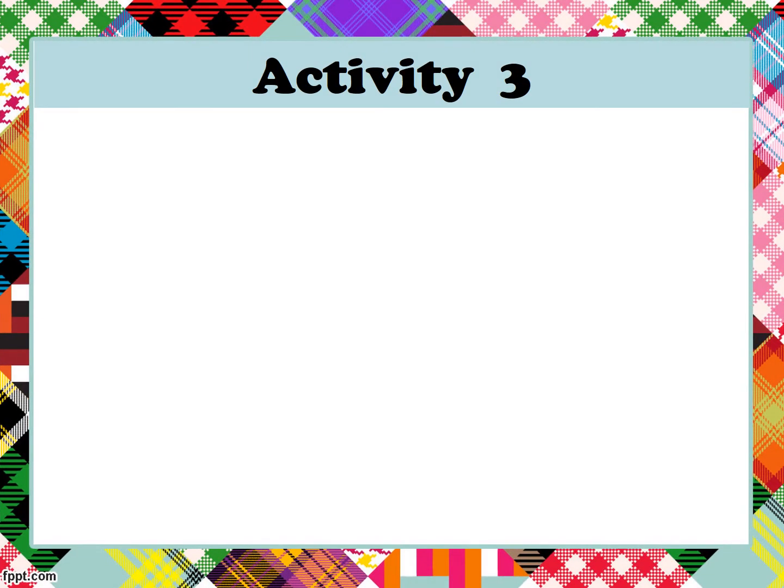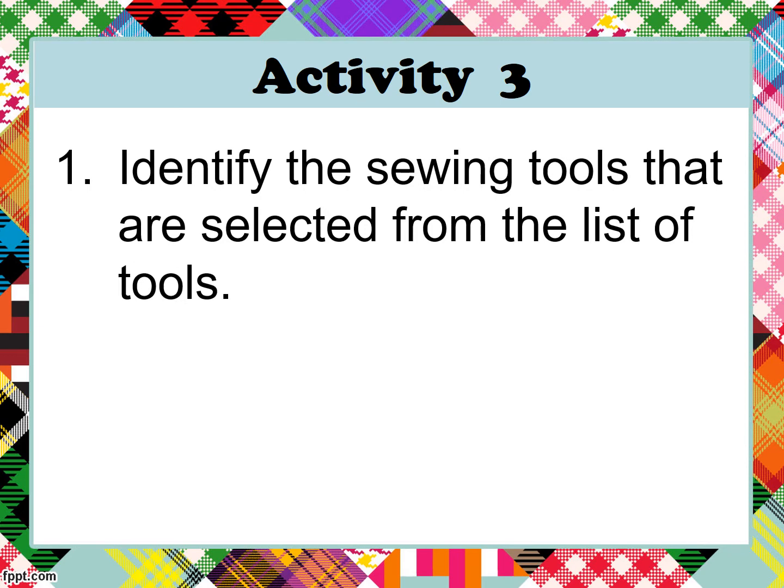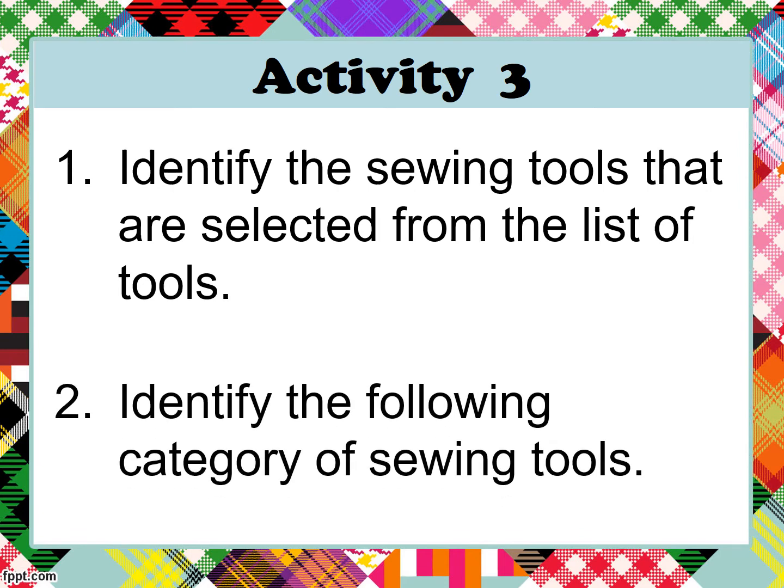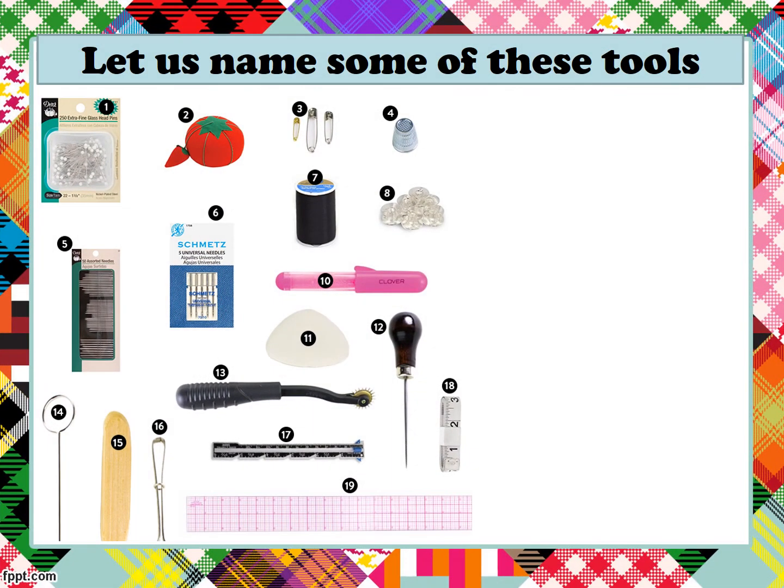Now, activity 3. You are going to identify the sewing tools that are selected from the list of tools. You're also going to identify the following categories of sewing tools. So let's go. Now, let's name some of these tools. We have a set of tools here, and we are going to name just the selected ones. Let's see which one first.